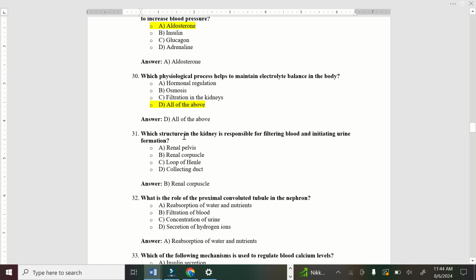The next MCQ is: which structure in the kidney is responsible for filtering blood and initiating urine formation? A. Renal pelvis. B. Renal corpuscle. C. Loop of Henle. And D. Collecting ducts. So the correct option is B. Renal corpuscle.